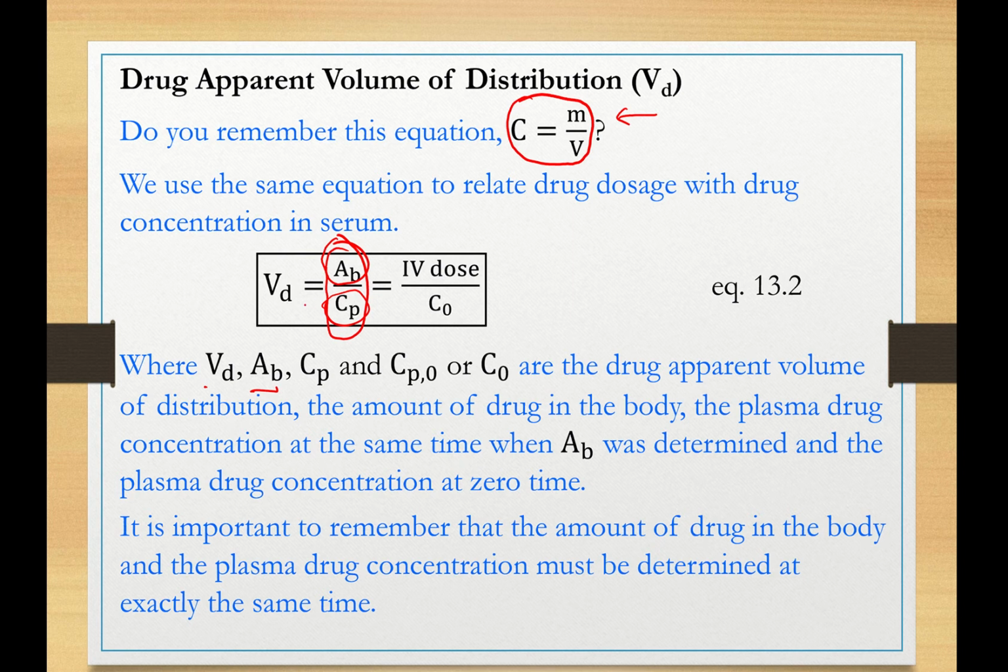Now, the VD can also be determined by dividing the IV bolus dose, and remember that this is a direct administration of all the drug in the plasma, in the central circulation, instantly, right? Over the concentration of the drug in the plasma at time 0. So this is C0, and we're very familiar with this term. Now again, the concentrations here are referring to plasma. Okay, so simple as that.